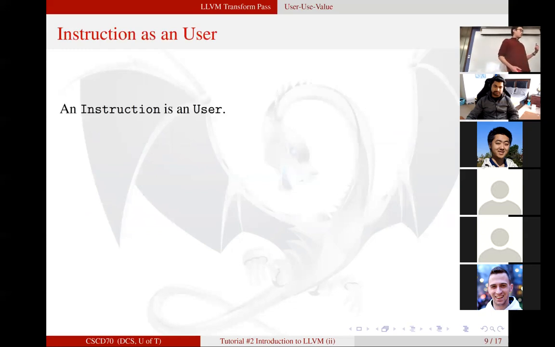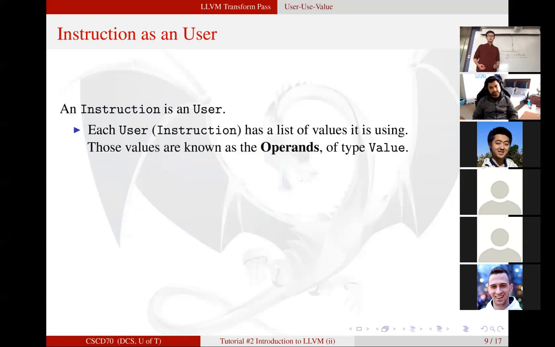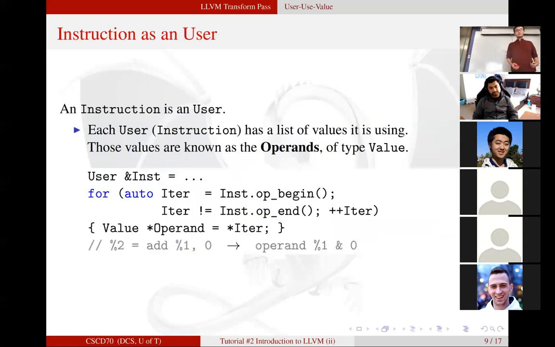And so an instruction is definitely a user. So why is an instruction a user? The reason is that the instruction keeps track of a list of values it is using. Those values are known as operands, and they are of type Value.